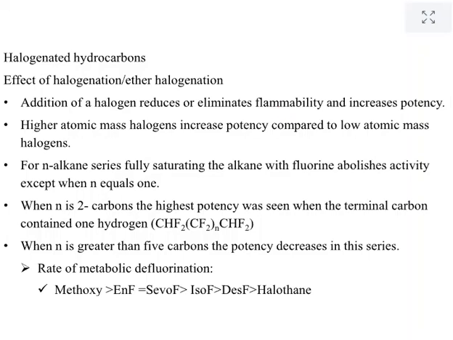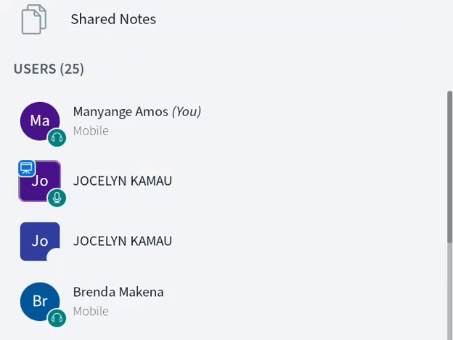that is why you find that halogenation also reduces their volatility. So we are saying addition of a halogen reduces or eliminates flammability and increases potency. Higher atomic mass halogens increase potency compared to lower atomic mass halogens. So in other words, I believe you start with fluorine, you go to chlorine, bromine, and then iodine. So the higher the atomic number, the higher the increase in potency. That's why you are using almost all of them, because they have some use.